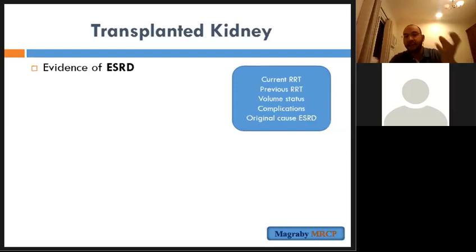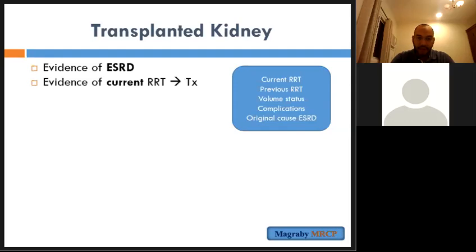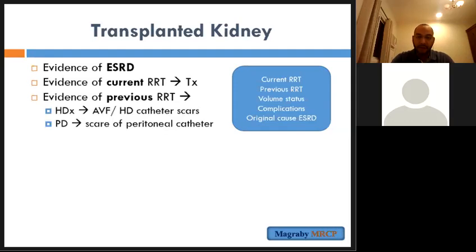If it is not apparent, you will mention as a differential diagnosis the cause of renal failure: diabetes, polycystic kidney disease, renovascular disease, hypertension, drug induced, or idiopathic. Also consider the causes of interstitial disease. So we have evidence of current mode of renal replacement therapy, which is transplantation, and evidence of previous mode, either hemodialysis or peritoneal dialysis.